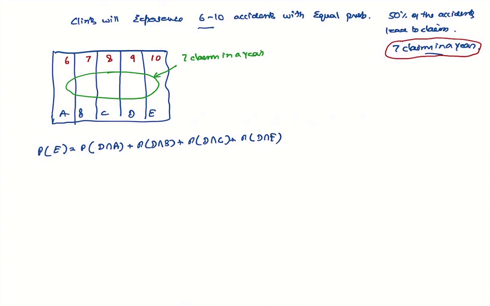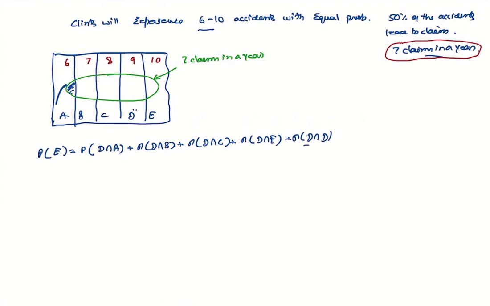Now here, there will be no possibility, because if there are only 6 accidents in total, then you cannot have 7 claims. If you have 7 accidents and 50% of accidents lead to a claim, you can still have it. It will be low probability, but you can have it. And of course there is the probability of D given D, which, unfortunately we're calling it a D here, but it is this number here.